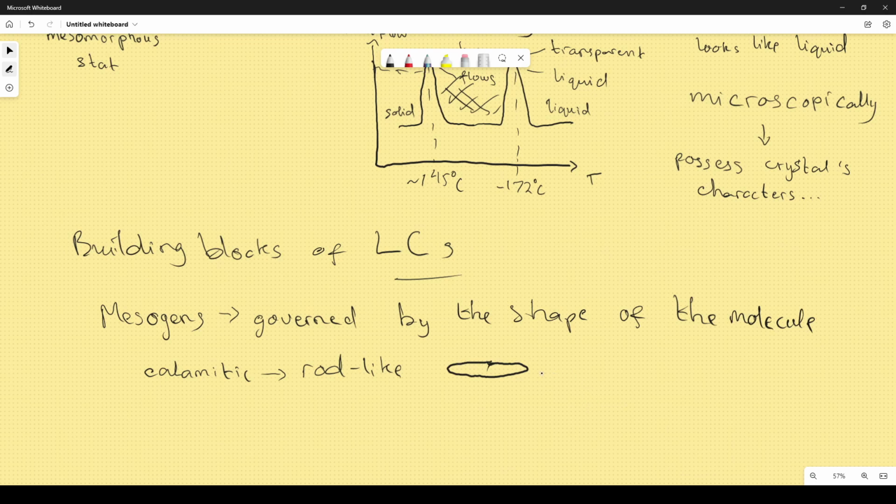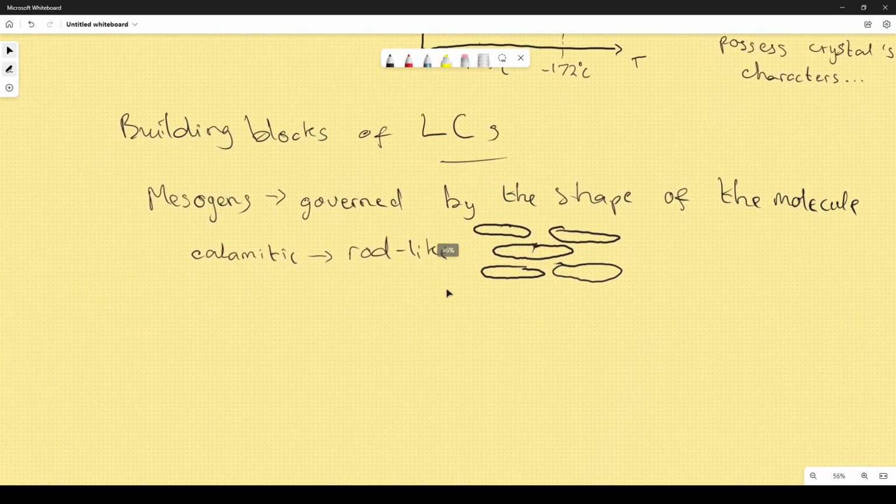But of course, it's not just these mesogens alone. In this type of calamitic, or rod-like mesogens, they tend to align with each other. So you're going to have other calamitic mesogens in this ordered fashion like this. And we move to the other one. It's called the discotic mesogens.